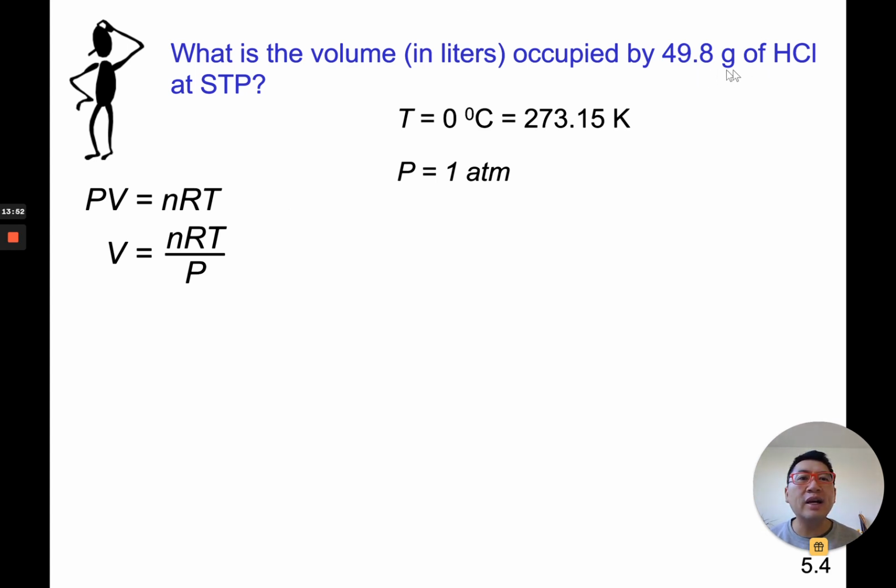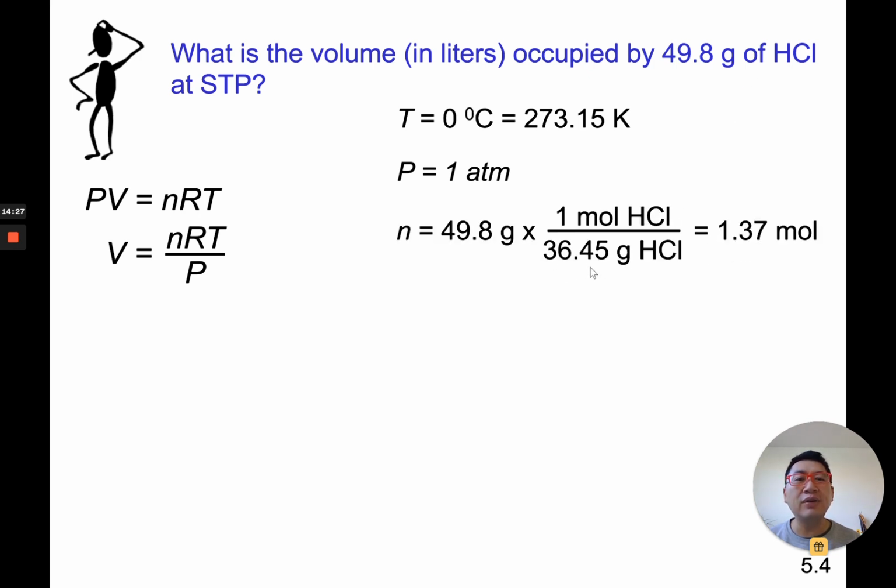I have 49.8 grams of HCl. If I want to change that to moles, I need to find a molar mass, and I know how to find molar mass. I need a periodic table. To find molar mass, I need to find how much 1 mole of HCl weighs. 1 mole hydrogen on the periodic table is 1.01. Chlorine, I believe, is 35.45, something like that. This is just from memory. Adding that up, that is 36.45. 1 mole HCl is 36.45 grams.